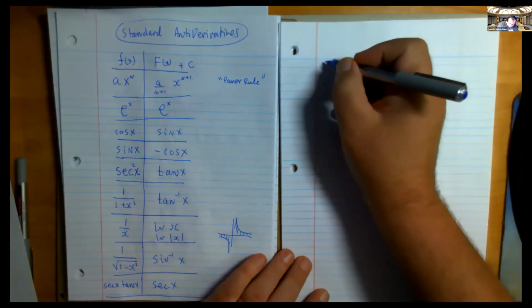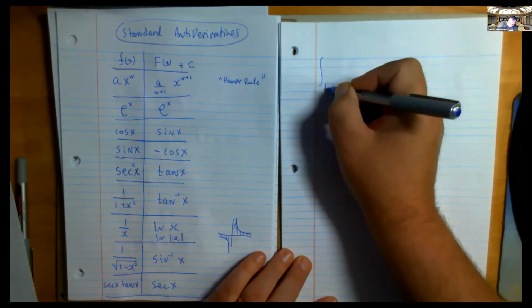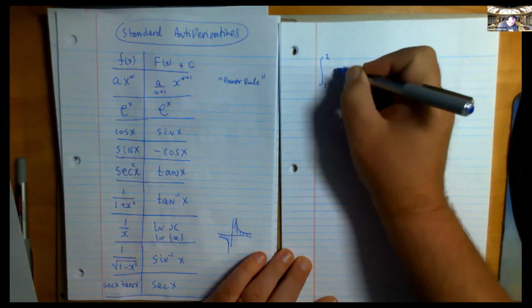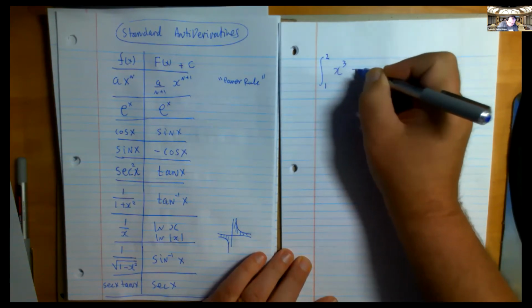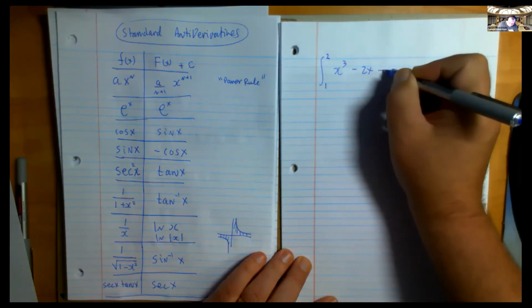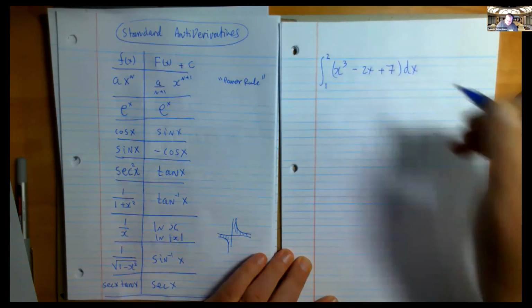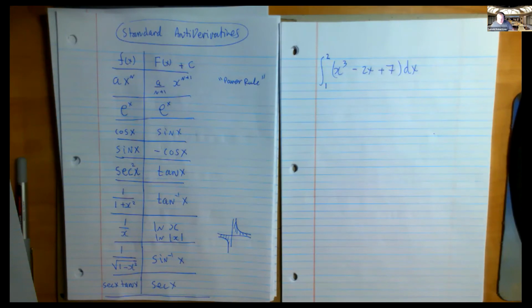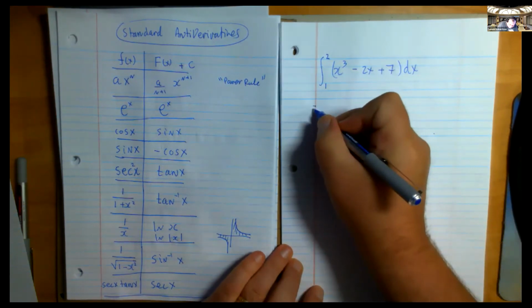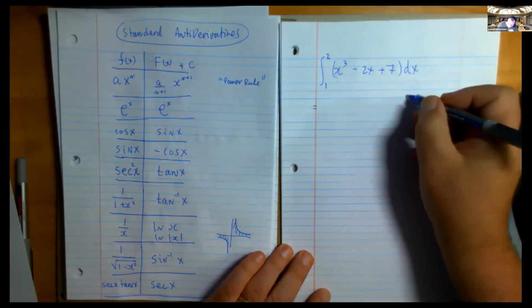I won't draw the picture now because there's too much going on here. Suppose I wanted to know the integral from 1 to 2 of x cubed, take away 2x plus 7. And I've deliberately added one extra thing that we haven't looked at. Okay, so here goes. Antiderivative of each piece.